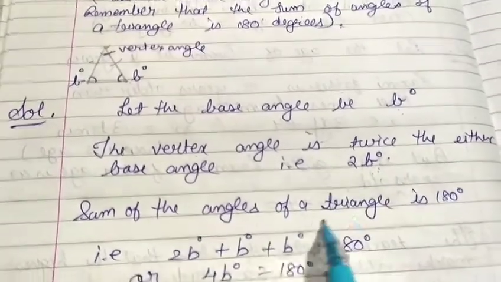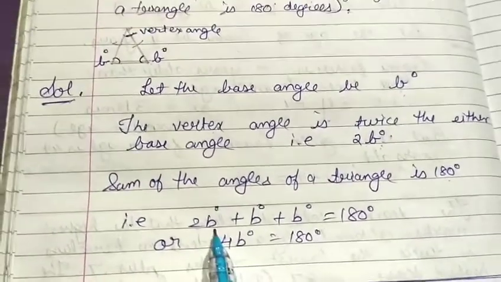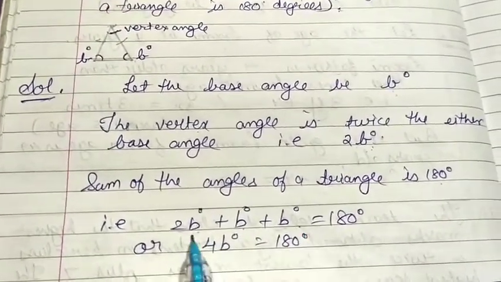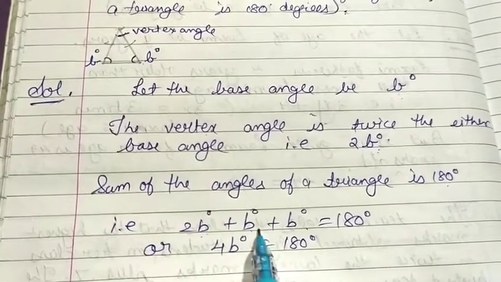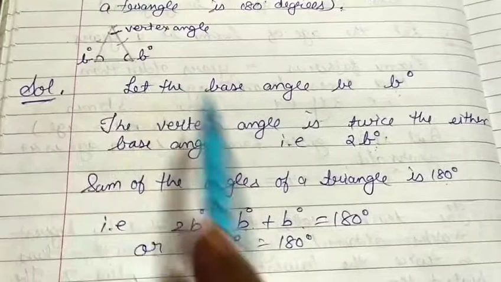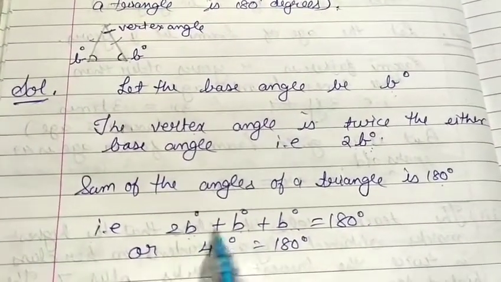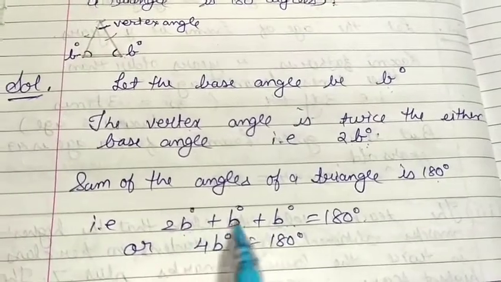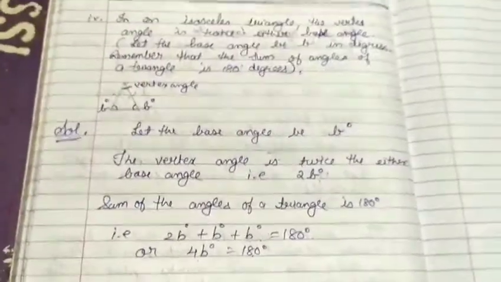Now the sum of the measures of the angles of a triangle is always 180 degrees, we know. So first angle plus second angle plus third angle. The first angle, that is the vertex angle, 2 times b, plus these two base angles, b degrees plus b degrees, equals 180 degrees. So 2 plus 1 plus 1 gives 4 times b equals 180. So this is how you have to form an equation.